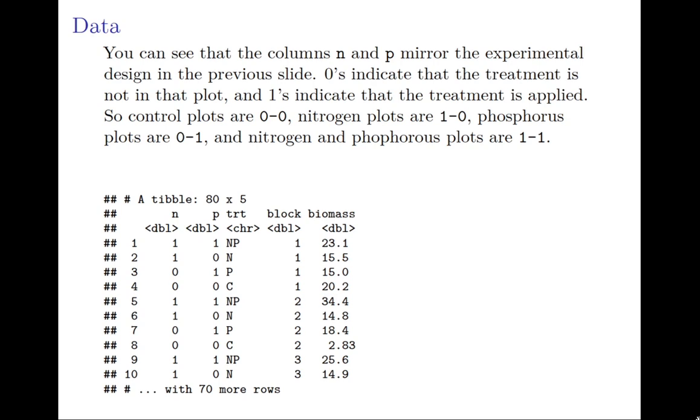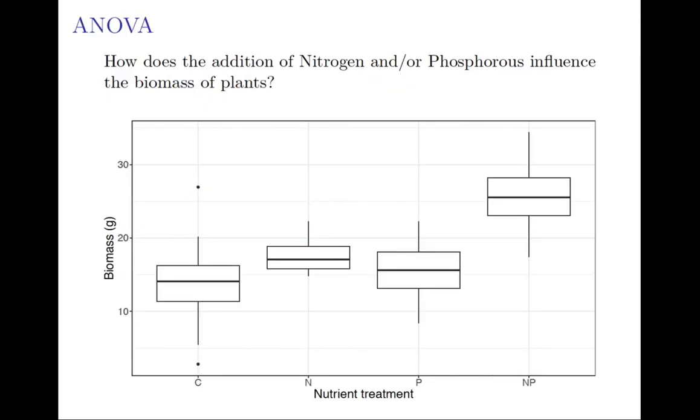And so that's how you need to code. These indicator variables are how you code these models for your analysis in R. And so let's look at this data again. How does the addition of nitrogen and or phosphorus influence plant biomass? So you could look at all of the treatments here on the bottom: your control, N, P, and NP.